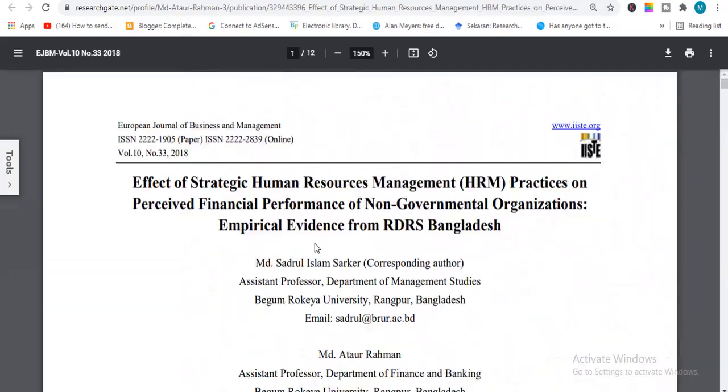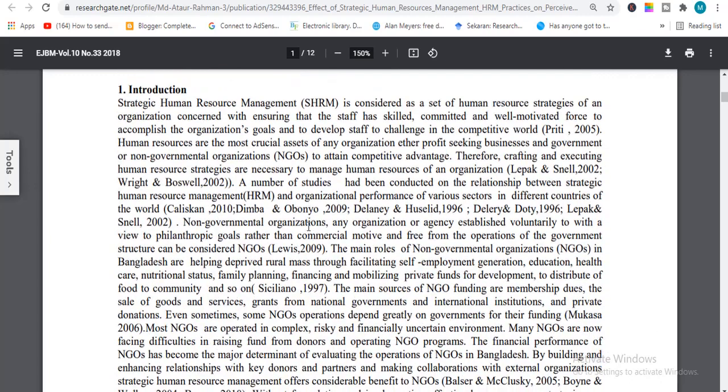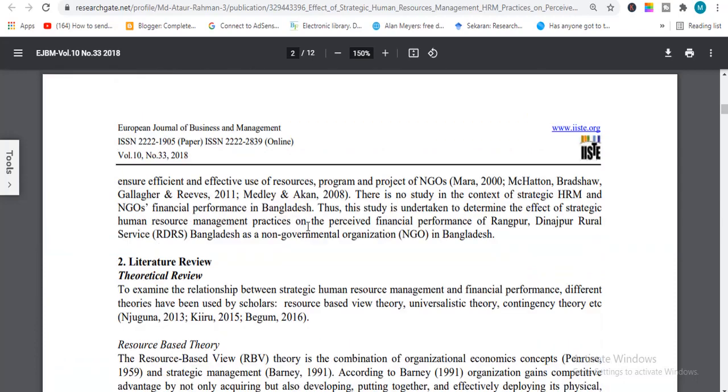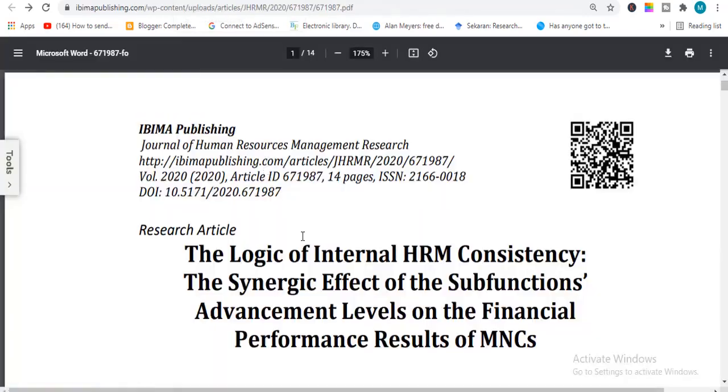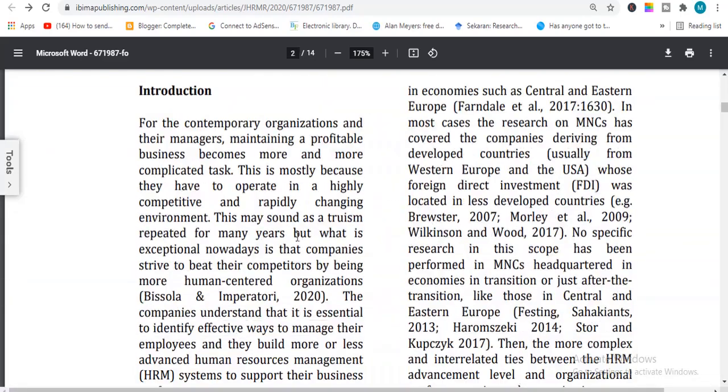Let's move to another introduction. There is another topic, strategic human resource management. Let me show you its introduction. Here it is. They are starting with strategic human resource management. Another new way to start your introduction. So as you can see, it's a short introduction once again. Next, I will show you another sample, another format of introduction of a research paper. They are starting the introduction from contemporary organizations and their managers maintaining a profitable business. Business becomes a more and more complicated task. Okay, so they are starting like this.